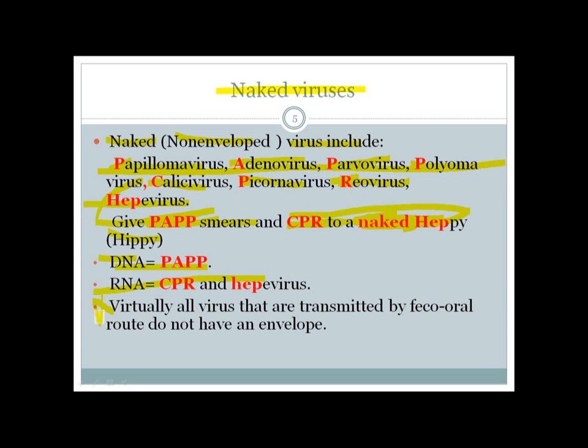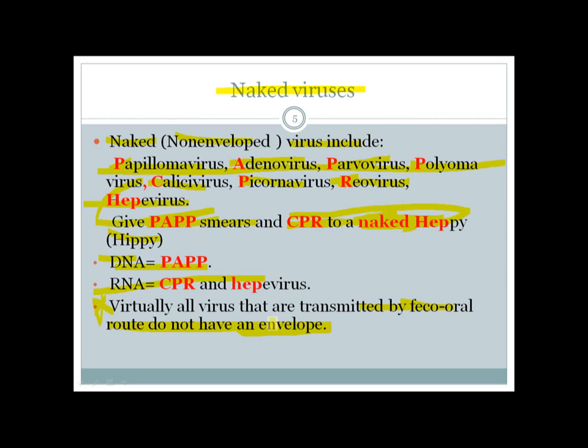One very important concept to remember is that virtually all viruses transmitted by the fecal-oral route do not have an envelope. It's useful to integrate this into your concept, because an envelope is very sensitive to different environmental or body conditions. If an enveloped virus goes through your GI tract, the stomach acid will destroy it. So an enveloped virus can't infect the GI tract, because the envelope is susceptible to gastric acid destruction.